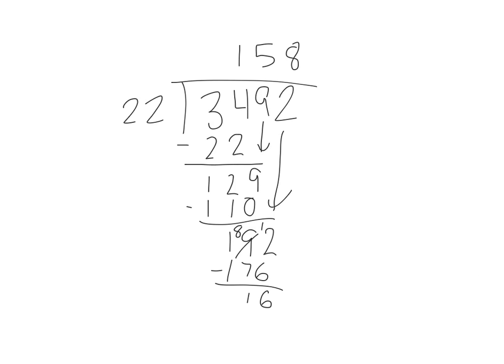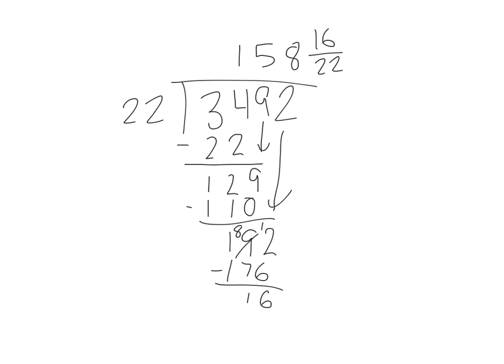I will now write my remainder of 16 out of however many I'm dividing by, which is 22. So I'm writing my remainder as a fraction of 16 left over out of 22, which is my divisor. So my remainder is 16 out of 22, which is my divisor.